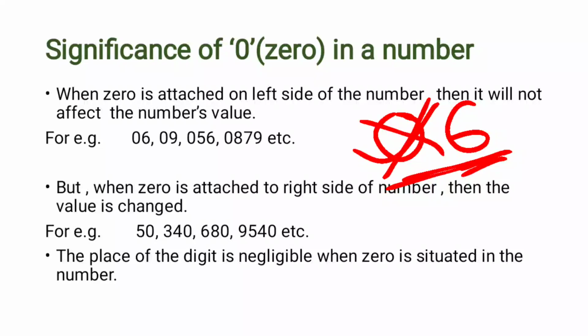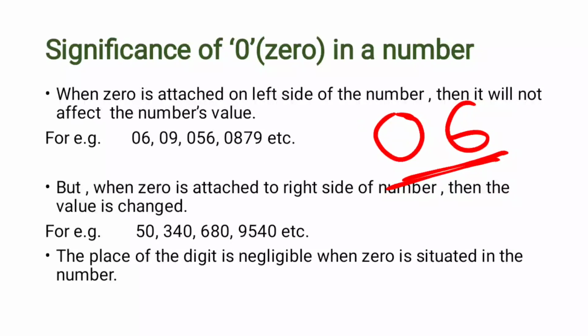You can also see the number 09, 056, 0879. 056 will be read as 56 only. So on left hand side when 0 is added, then no change in the number.